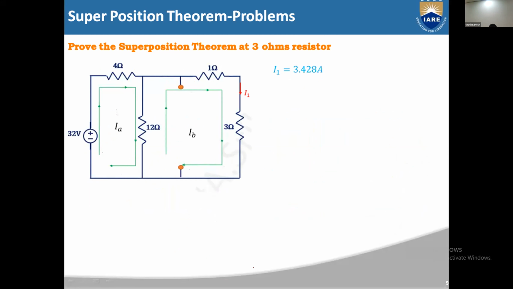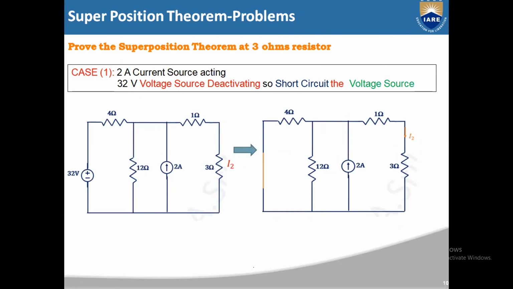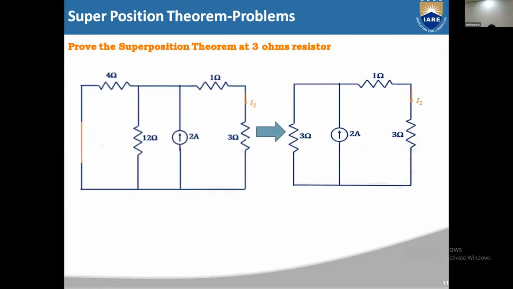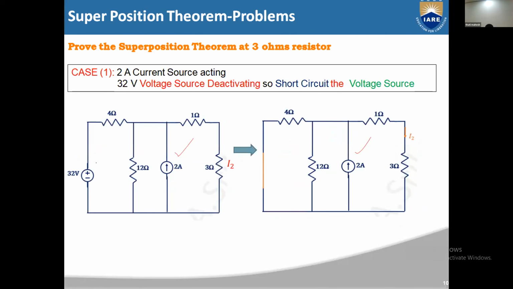What is the second case? This is an equivalent circuit diagram. In this diagram, I'm going to activate the 2 amps. After that, I'm going to deactivate this 32 volts, so it is short circuited. All of you understand? Yes, sir. So this is short circuited.